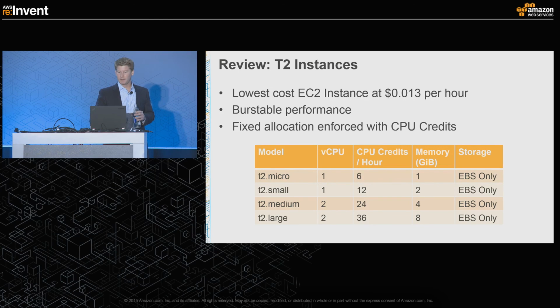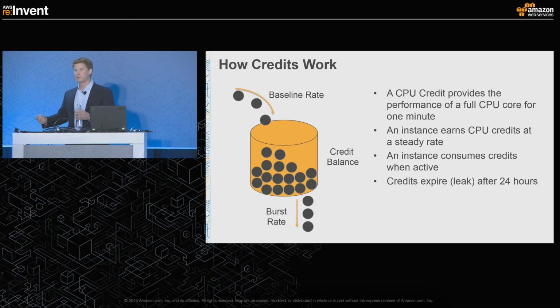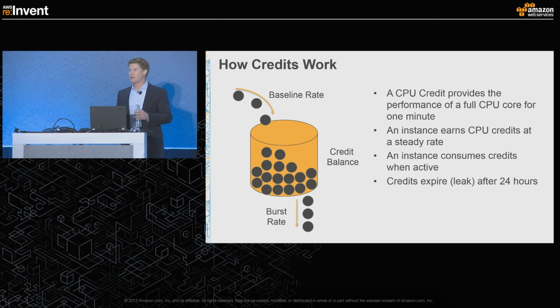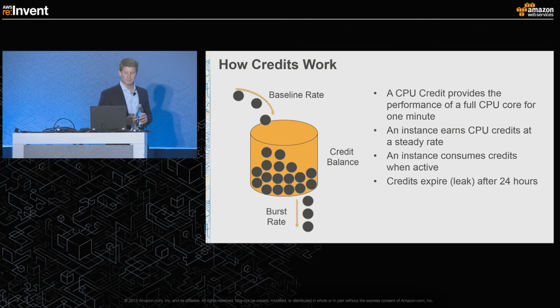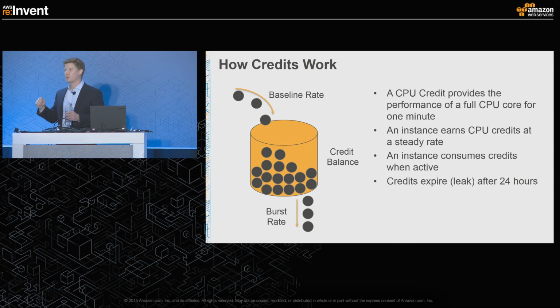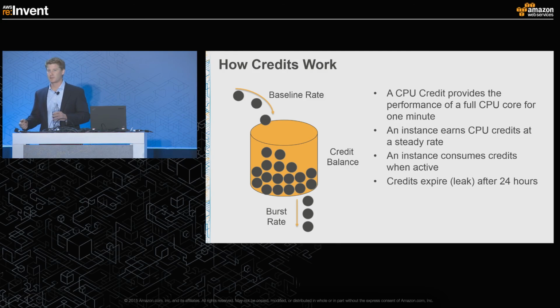I'll take a little bit of time to explain the credit model and then relate it back down to the hypervisor and how this is actually enforced. You could think about the credit model for T2 instances as a credit bucket. They continuously receive credits over time, and they actually start with a pretty hefty balance when you first launch a T2 instance, so when you start up, you're running at full speed. An instance consumes credits when it's scheduled onto the CPU. In other words, when your application needs to use the CPU, it's scheduled on, and it deducts from your credit balance. The other thing is that the credits expire or leak after 24 hours.